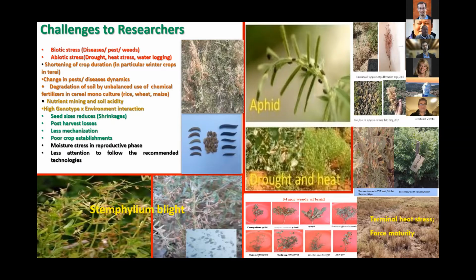Also narrow genetic diversity, so it is highly influenced by the GxE interaction, and seed size reduces. Also poor crop establishment, moisture stress, and less attention. These are some of the challenges to the research. Next.